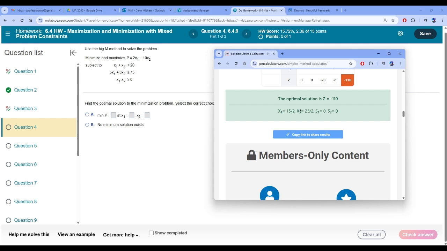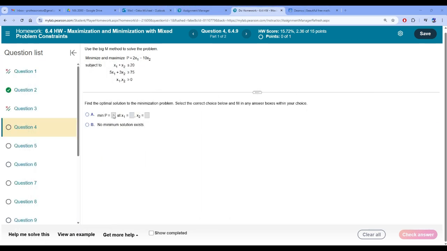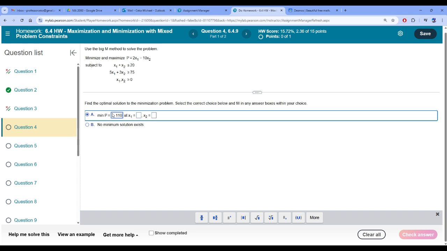The optimal is negative 110. Can I have negative solutions? All right, so I'm just going to type these answers in. Let's see if I can get it. Negative 110, where x1 is equal to 15 over 2, which is 7.5, and x2 is 25 over 2, which is 12.5.